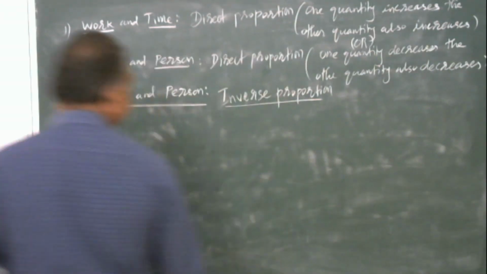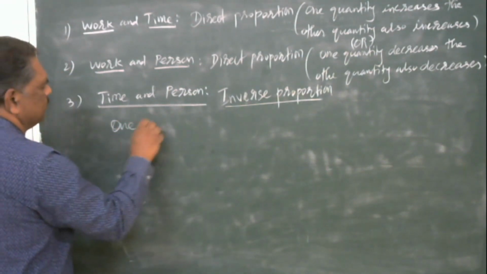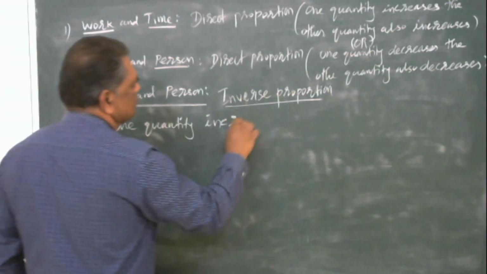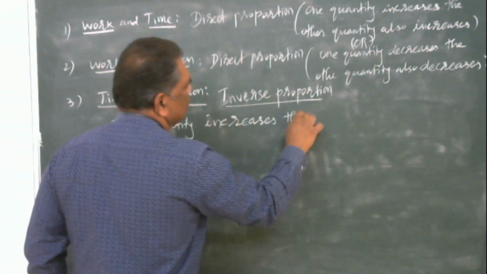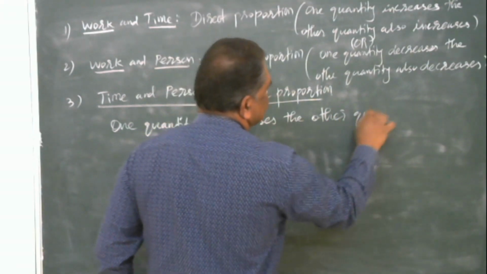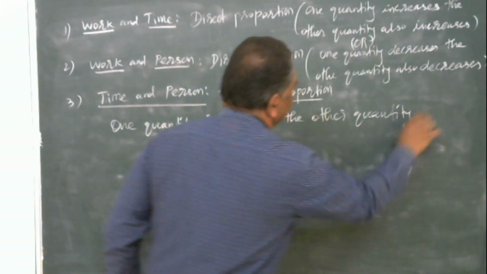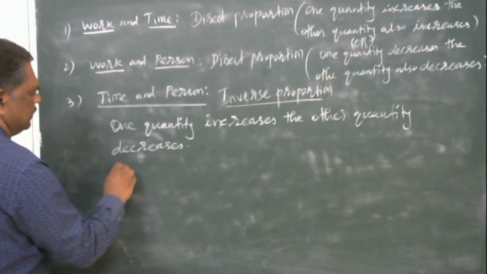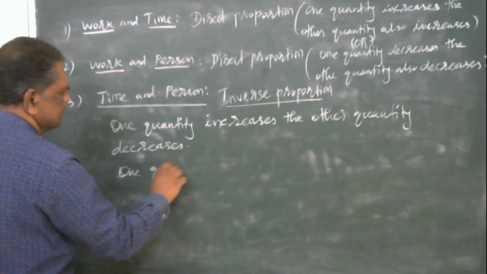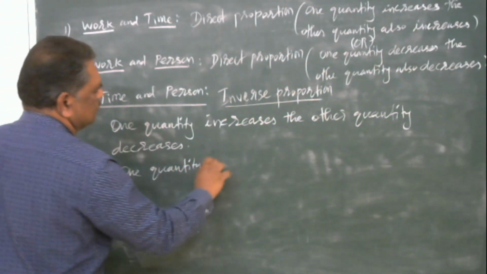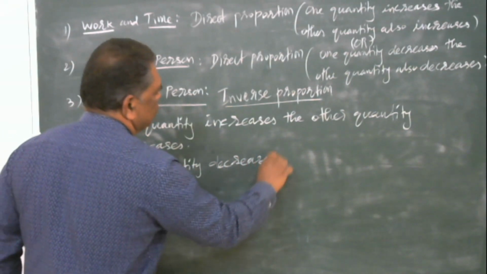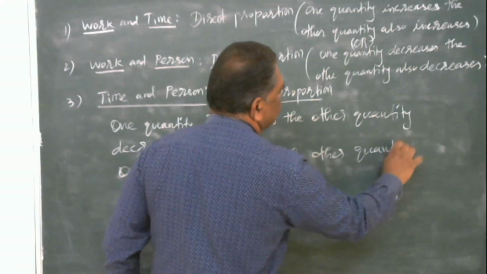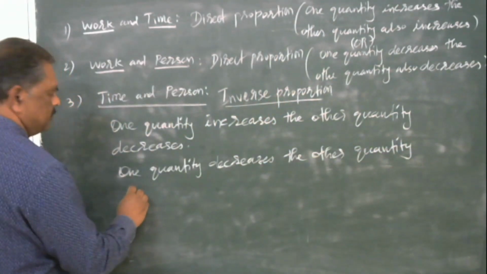Inverse proportion means one quantity increases, the other quantity decreases. Or if one quantity decreases, the other quantity increases.